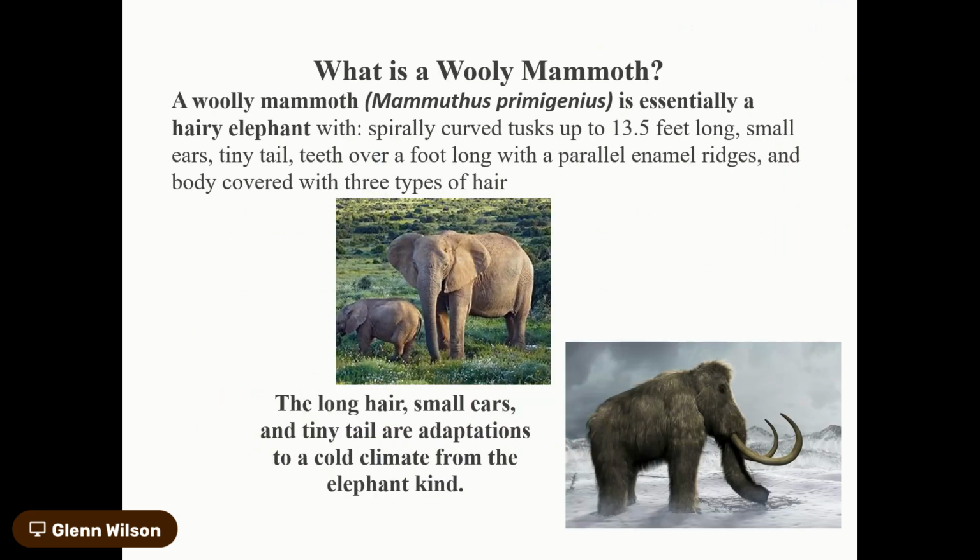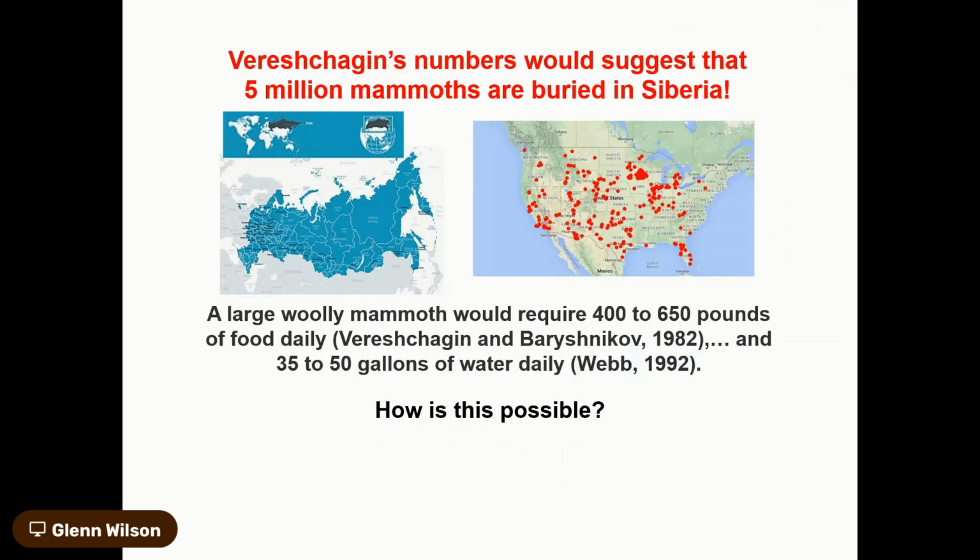Woolly mammoths are essentially an adaptation from the elephant, or the elephant is from the woolly mammoths. We don't know what was taken on the ark, but they're just different from the elephants in that they have long hair, they have tiny tails and small ears. Again, an adaptation for winter cold conditions. And again, that is an indication of a loss of genetic information, not a generation of new genetic information.